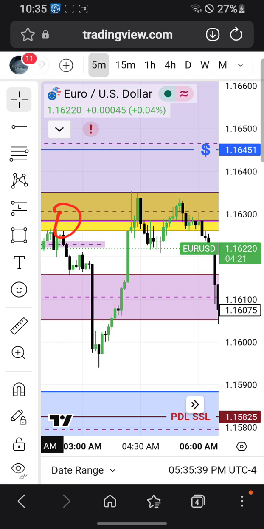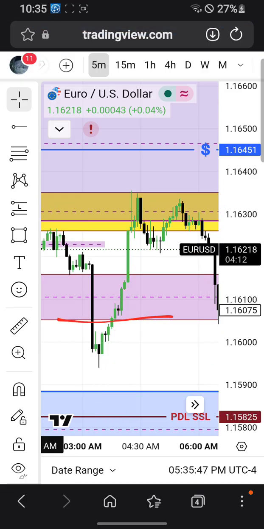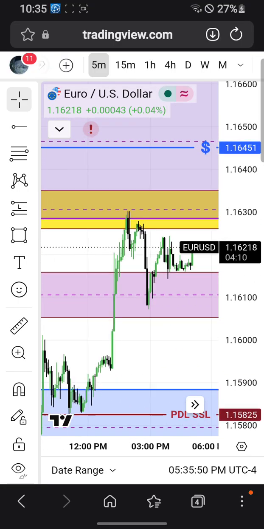The high of the day, they came back to sweep it. They now came back to sweep the low again. They now went up again. Look, I just showed you. They now went up again.